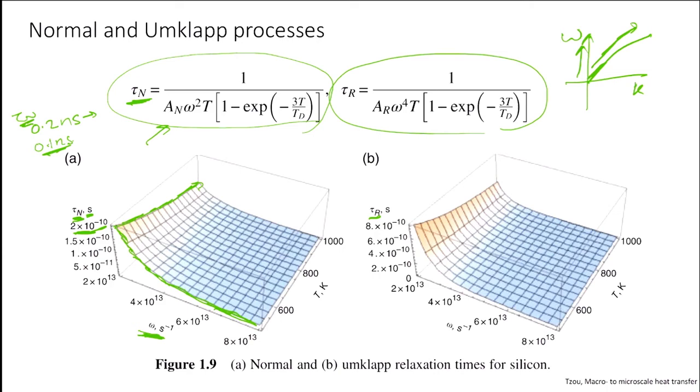Same thing: if we increase the frequency, the lifetime becomes smaller and smaller. So this is the entire 3D curve if we plot omega and T together, and you could see what the curve looks like. We get a similar shape for tau r as well. As we increase omega, it decreases. Umklapp processes also decrease as we increase the temperature, and the overall shape is like that. In silicon, you could look at the magnitude here. This is about 4 times larger, so the Umklapp processes are roughly 4 times larger than the normal processes in the system.